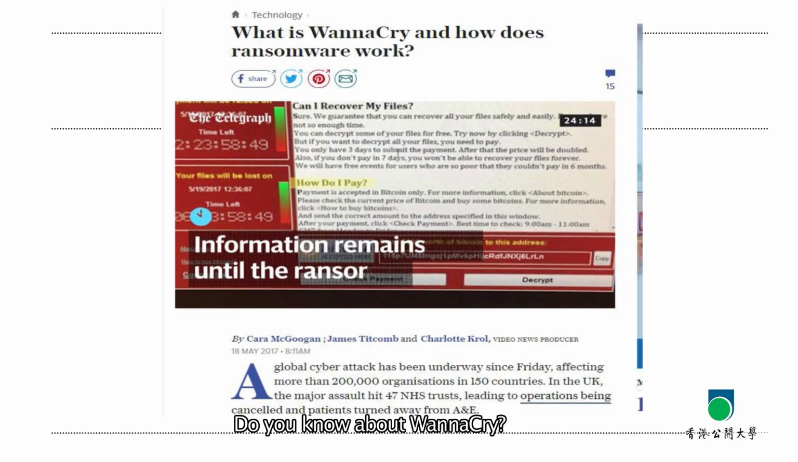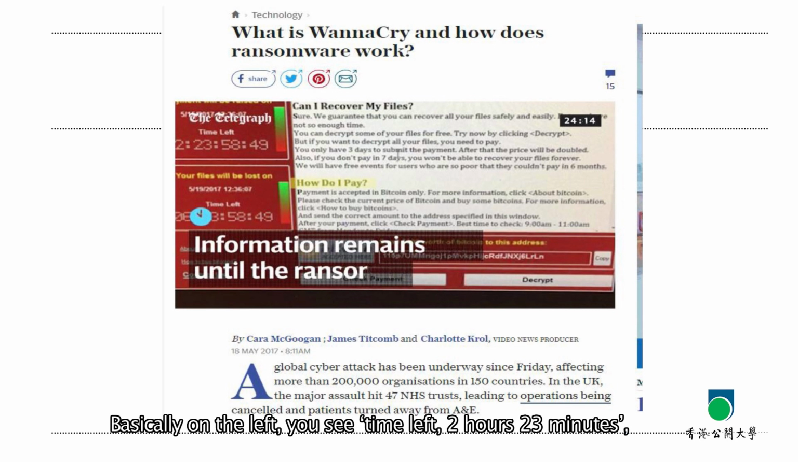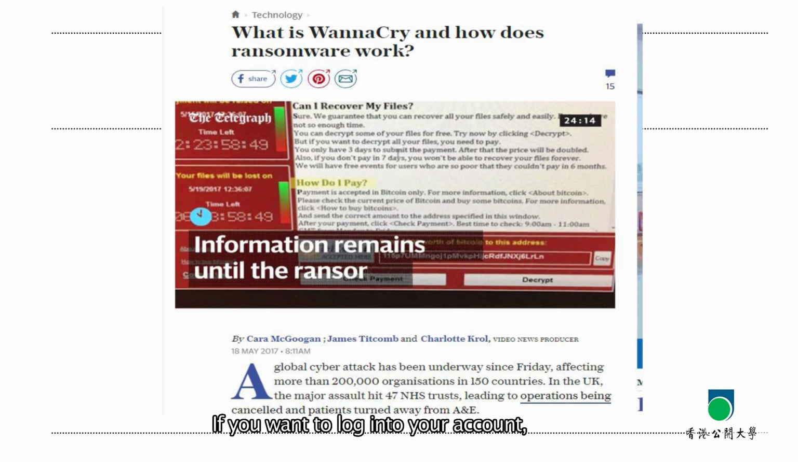Do you know about WannaCry? So what is it? One day you go to the office and on your monitor you see the screen. Basically on the left you see, okay, time left: 2 hours, 23 minutes, and there is a message. If you want to log into an account and see what is in your database, please do as follows. Basically, you pay a ransom, and the ransom ask can be a big sum of money in the form of cryptocurrency or fiat money.